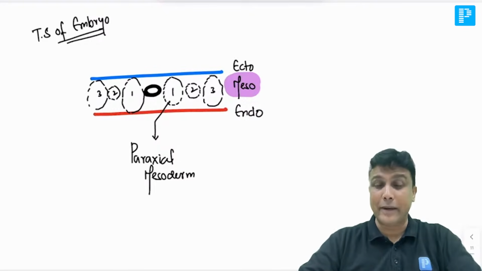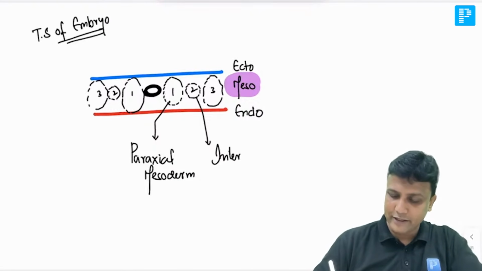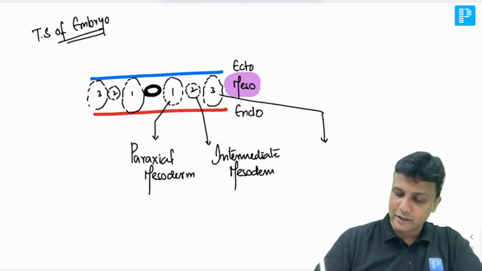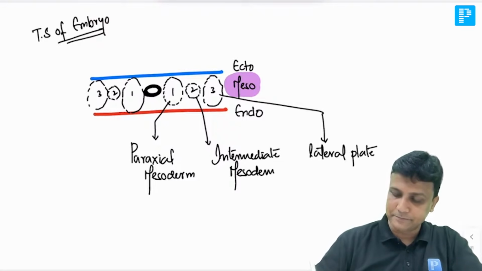Para-axial mesoderm, sir. Para means along the axis. Para-axial mesoderm. And this second one here is actually in the middle. So therefore it is known as the intermediate mesoderm. Very meaningful name. And then finally, my dear friend, the third one here will be on the lateral side. So therefore this is known as the lateral plate mesoderm.